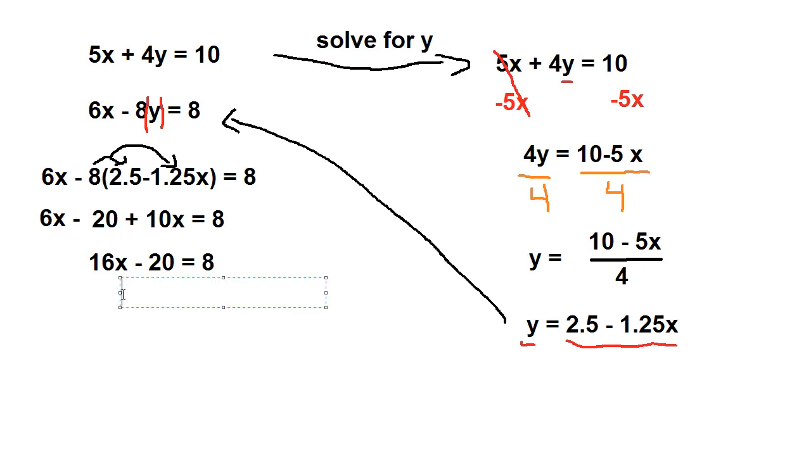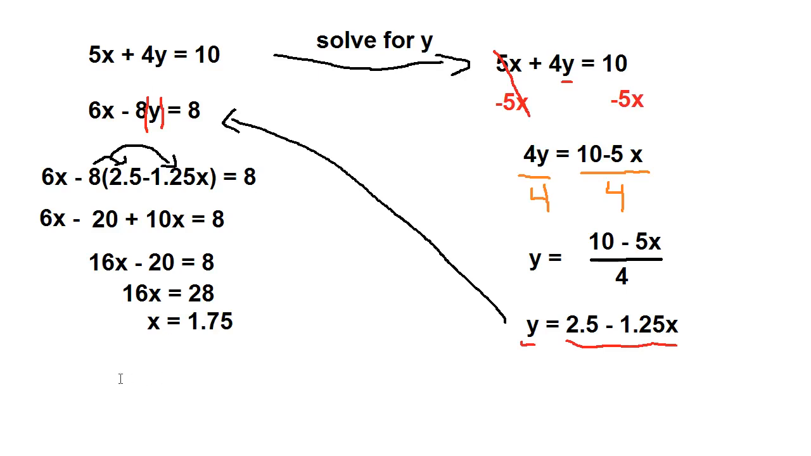We can add 20 to both sides, giving us 16x is equal to 28. And we can solve for x here by dividing both sides by 16, which will give us 1.75. And we've solved for x. Now, we can also use this to get y. If we know what x is, we can use any of our equations to figure out what y is.